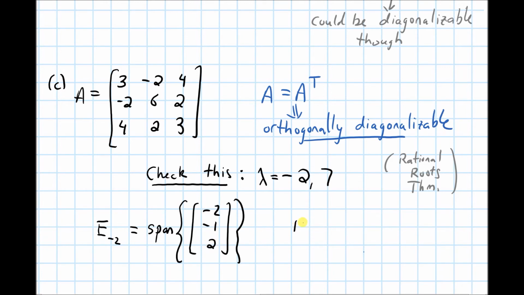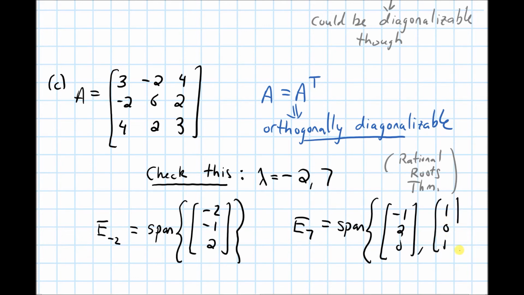And then for the other eigenspace, the eigenspace for 7, this ends up being the span of its linearly independent eigenvectors. So the first one is (-1, 2, 0). And the second one is (1, 0, 1). All right. So the first eigenvector over here, I'm going to call this V1. And the other two I'll call V2 and V3 respectively.